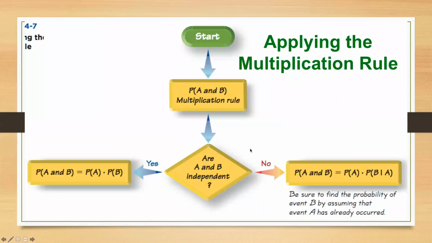Here's another helpful diagram. It's in your text, but I love it because it's a flow chart. Apply the multiplication rule, right? So if it's A and B, then it's the multiplication rule. Are A and B independent? This is the first question you should ask. If they are independent, then you just multiply the probability of A times the probability of B. If they're not, we have to make it conditional, right? So the probability of B has to be impacted by the event A, the first event, occurring.